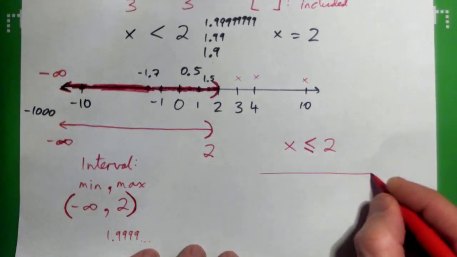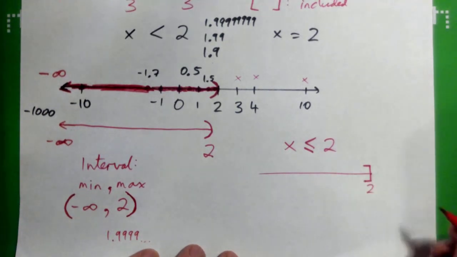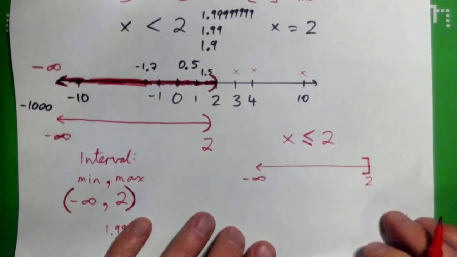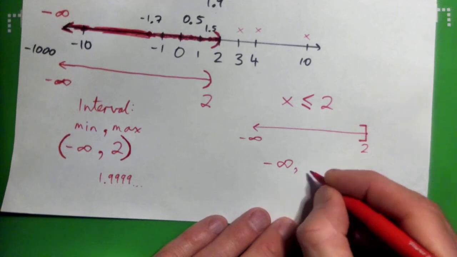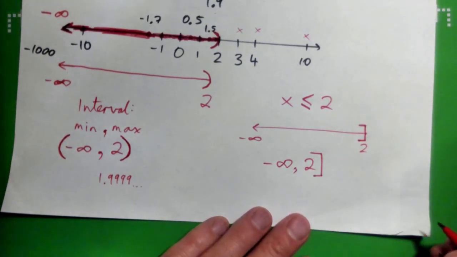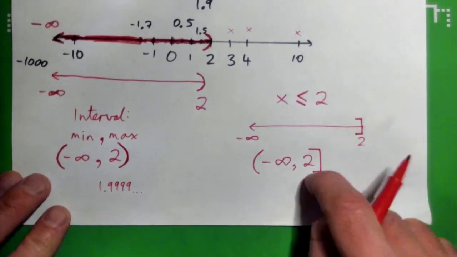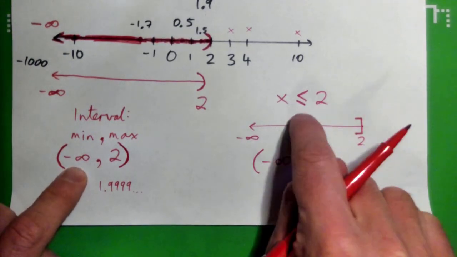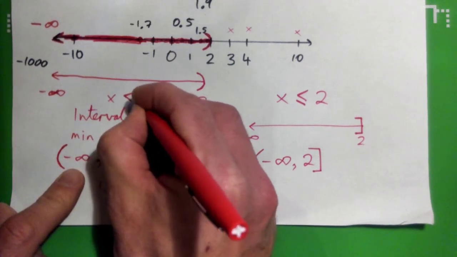And just to show the difference, if it was x less than or equal to 2, that would be all the way up to 2 with a square bracket, because 2 is included this time, and then towards negative infinity. And the interval would look like this. Minimum negative infinity, maximum 2, but you would have a square bracket around the 2 and a parenthesis around negative infinity, because the 2 would be included in this case, but not in this. Because this is x is less than or equal to 2, whereas this one would be x is less than 2. Right?